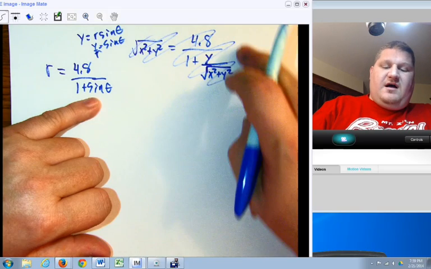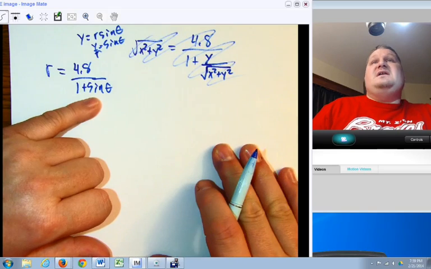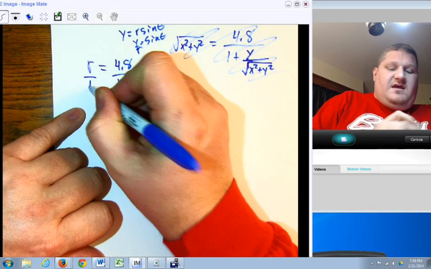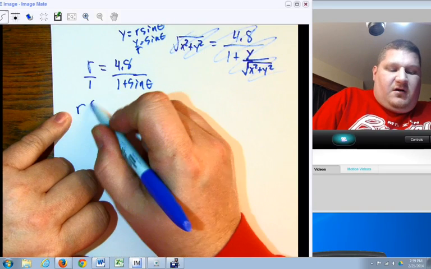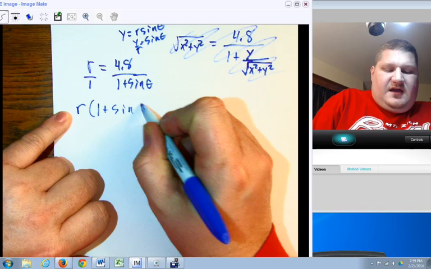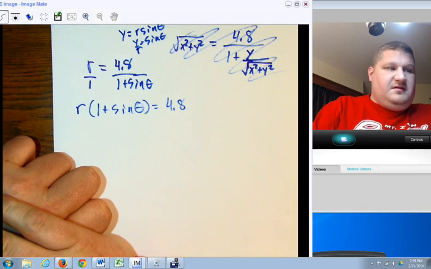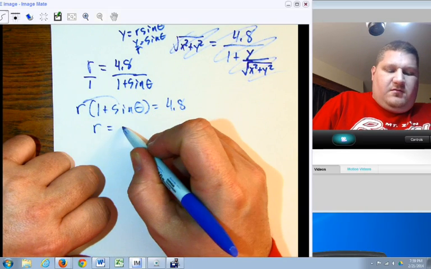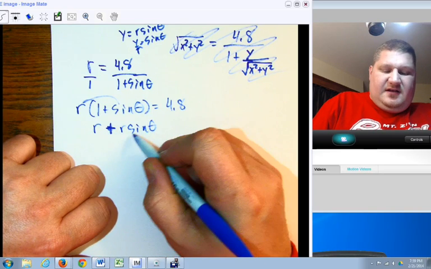So this is not something we want to take on in that form. Our big problem is all these denominators. So what we need to start with is, let's start by getting rid of some denominators. If I put that over 1, I can cross multiply. r times 1 plus sine theta equals 4.8. Not too shabby. I can give away the r. r plus r sine theta. Now I like that a lot better.